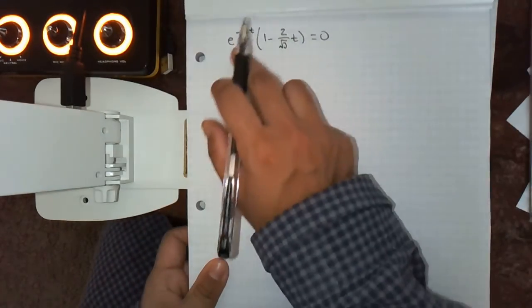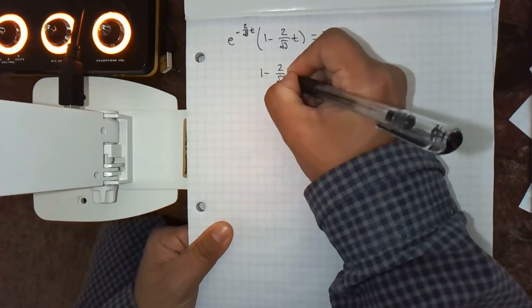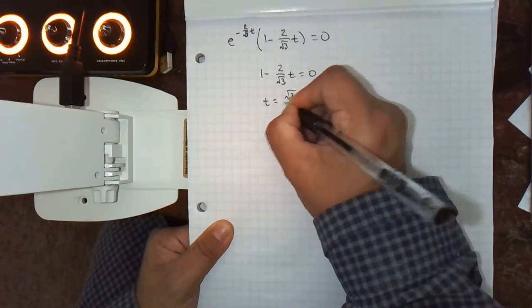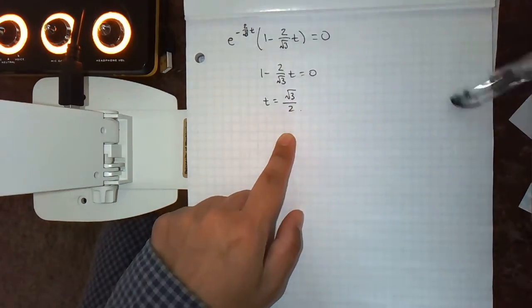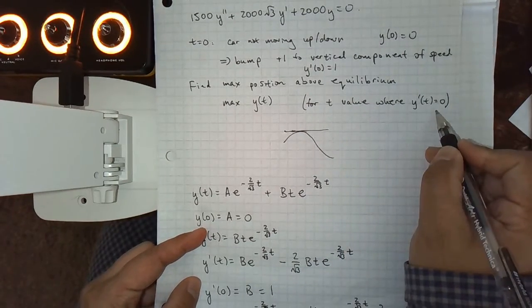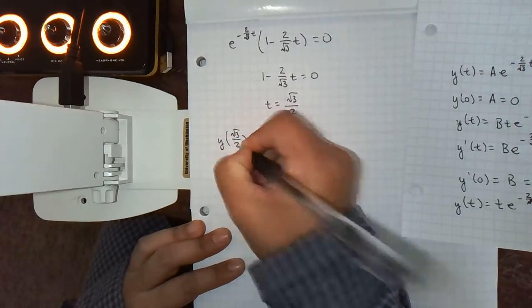Then we have e to a power. This part's not going to be 0, so this part has to be 0. So 1 minus 2 over root 3 t is 0, which means we solve and get t equals root 3 over 2. That is the t value where y prime of t equals 0. So now we just got to find y of t at that value, y of root 3 over 2.